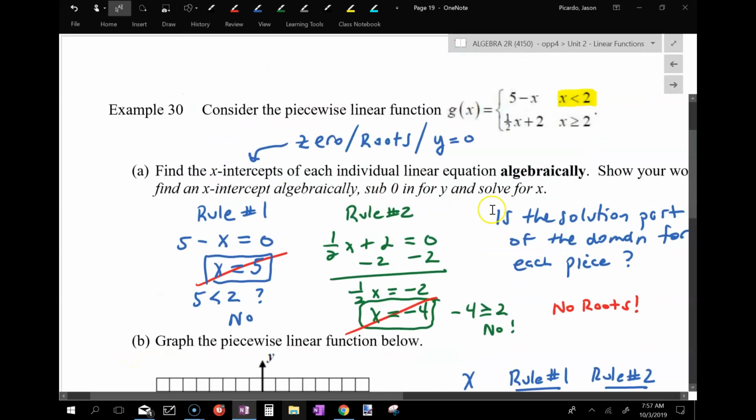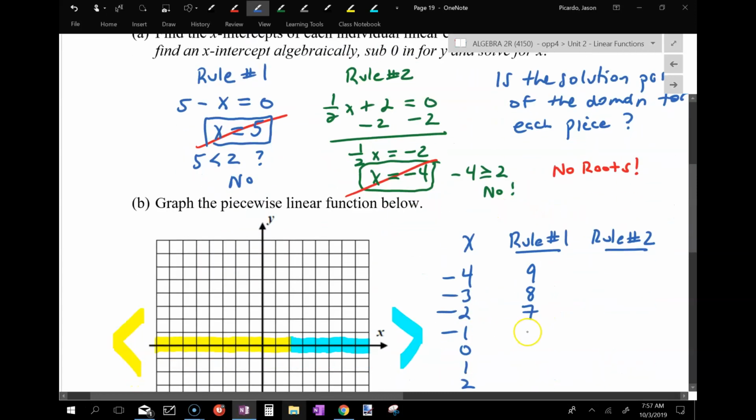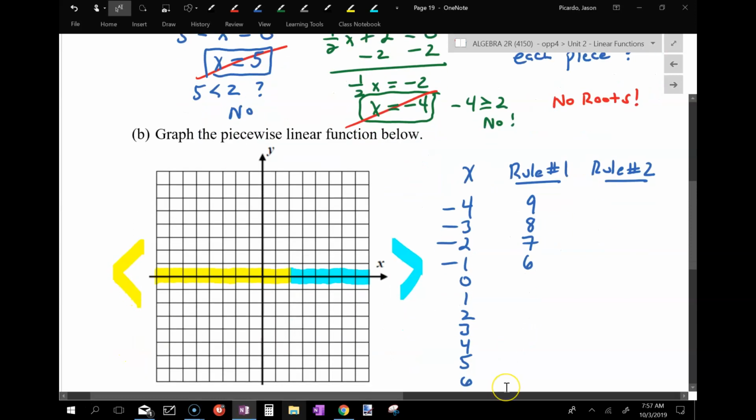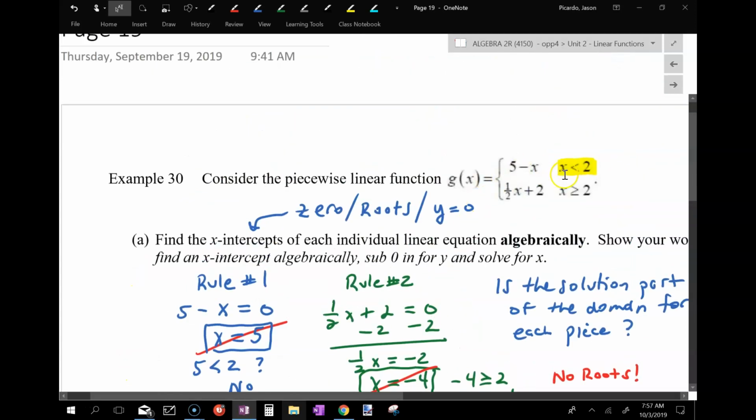That's great. 5 minus -1 is what? 6. 5 minus 0. 5 minus 1 is 4. All right, now I get to this, guys.